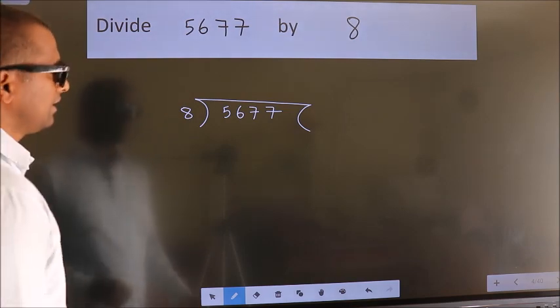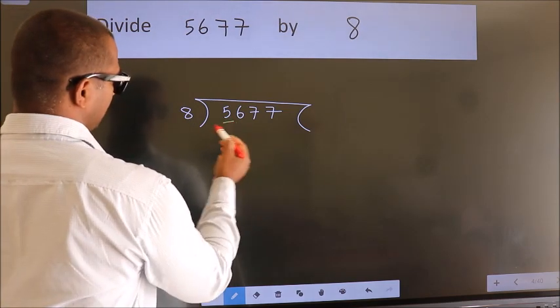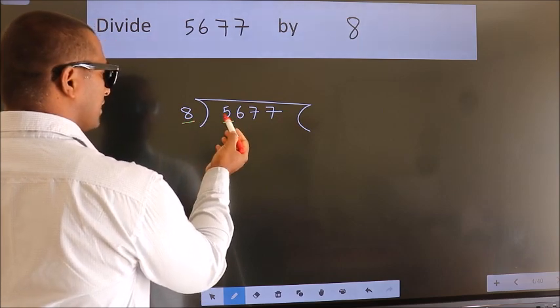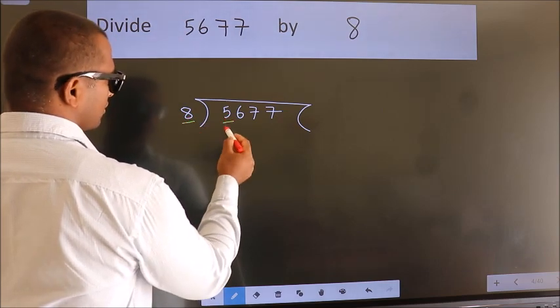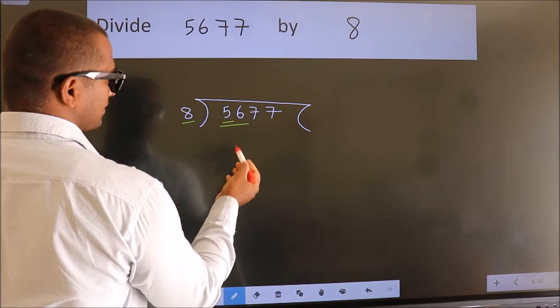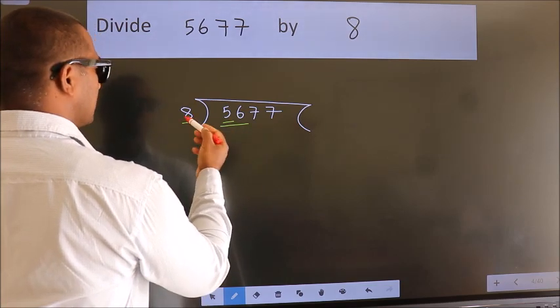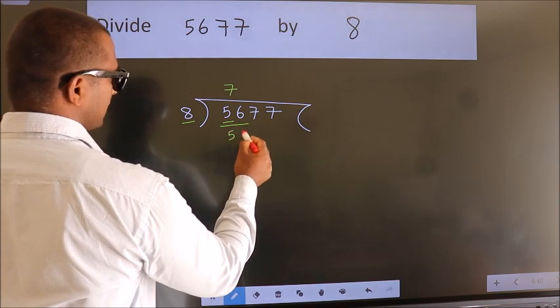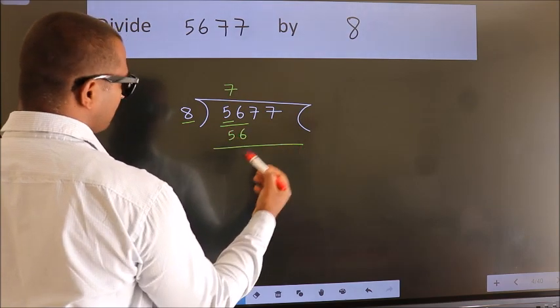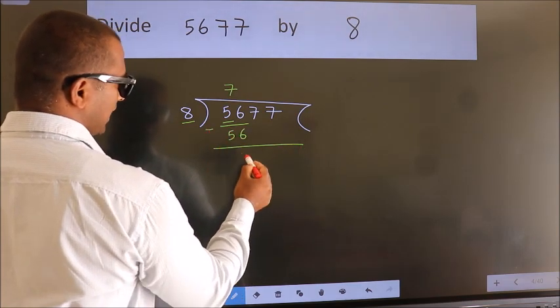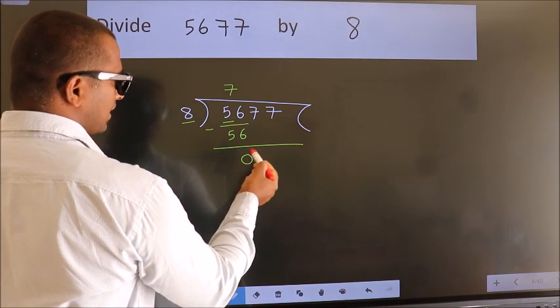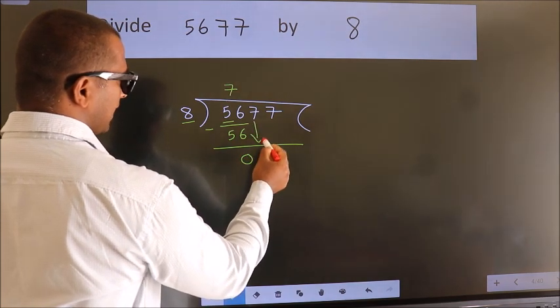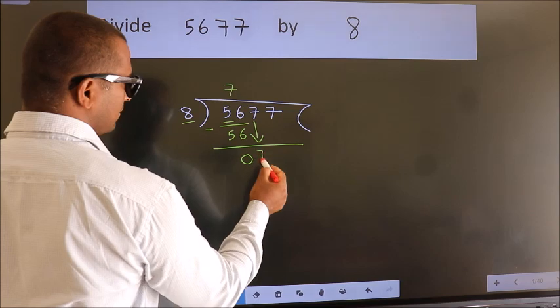Next, here we have 5, here 8. 5 is smaller than 8, so we should take two numbers, 56. When do we get 56 in the 8 table? 8 sevens are 56. Now we should subtract. We get 0. After this, bring down the beside number, so 7 down.